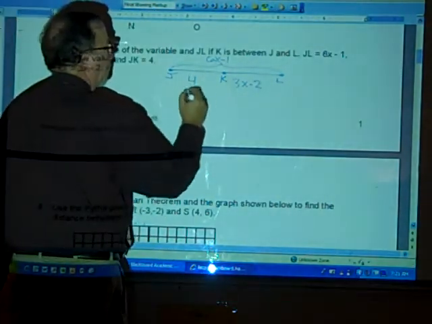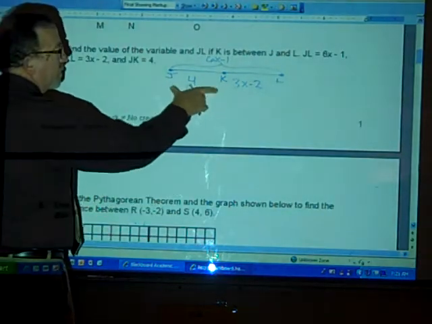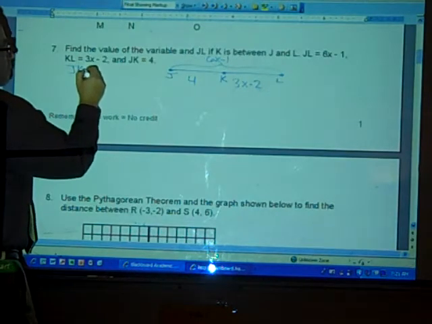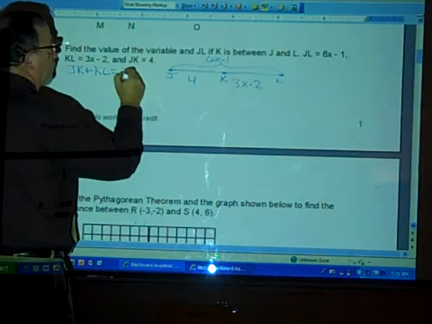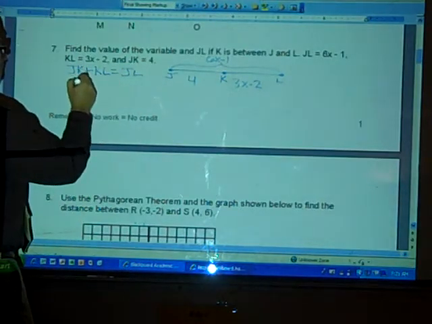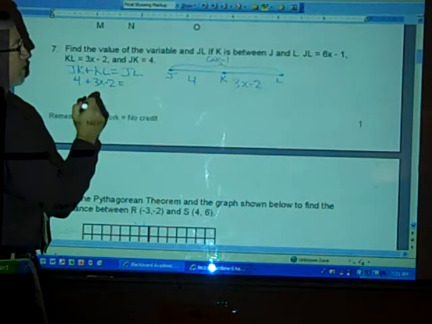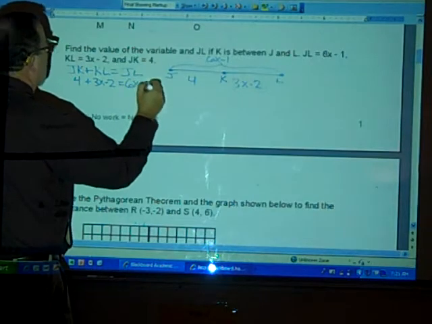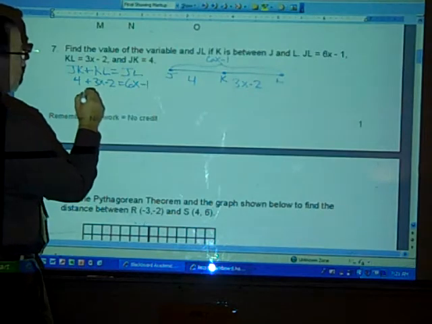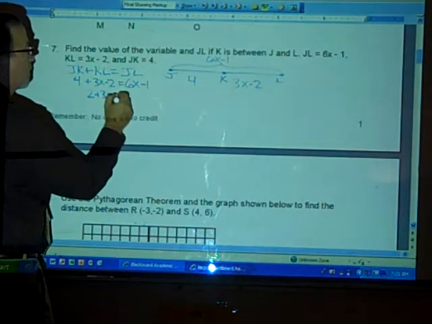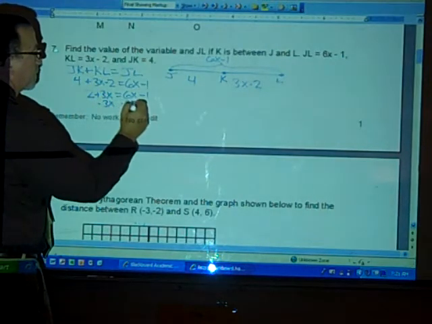JK equals 4. Okay, if we want to solve for x, we need to set up an equation. We know that JK plus KL equals JL. And we just substitute JK is 4, KL is 3x minus 2, and JL is 6x minus 1. Combine like terms, we've got a 4 and a negative 2, so that's going to be positive 2 plus 3x equals 6x minus 1. Subtract 3x from both sides.